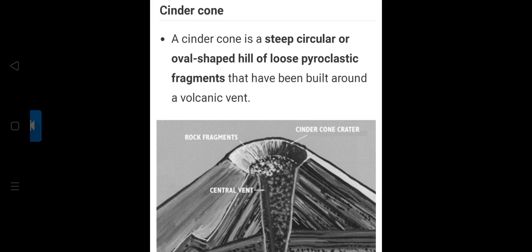Cinder cone also. A cinder cone is a steep circular or oval shaped hill of loose pyroclastic fragments that have been built around a volcanic vent. You all can see the central vent over here, the cinder cone crater, how it is formed and what are the rock fragments which can be seen. Ash, breccias, then we can see volcanic bombs, all the dust particles which come out, small solid particles which come out from those.